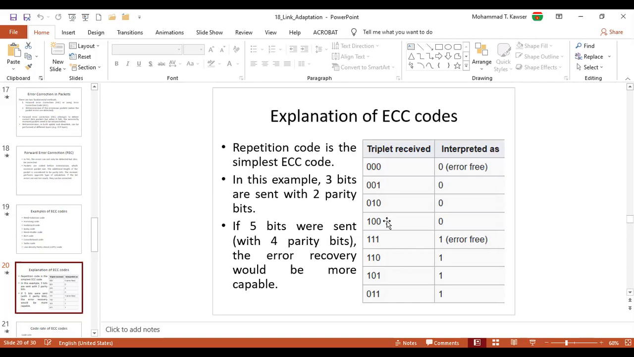Okay, the number of bits that you add to the original is called parity. So you have 2 parity bits. Out of 3, you have 2 parity bits.